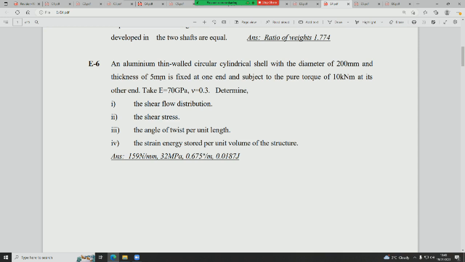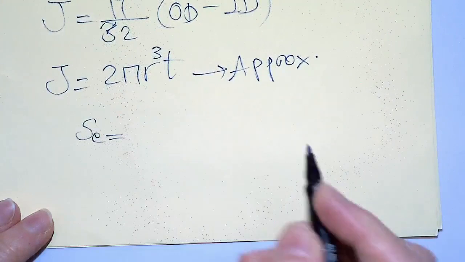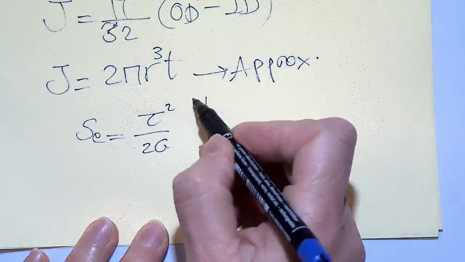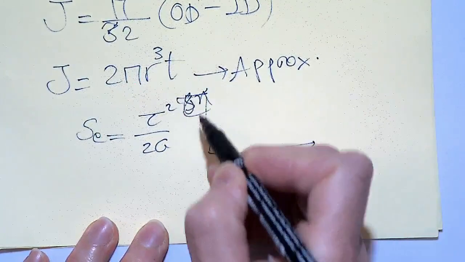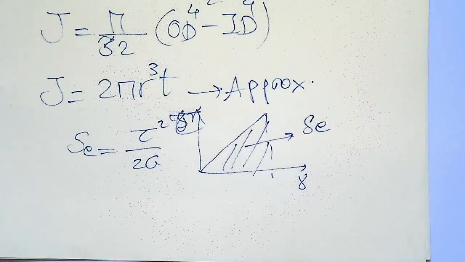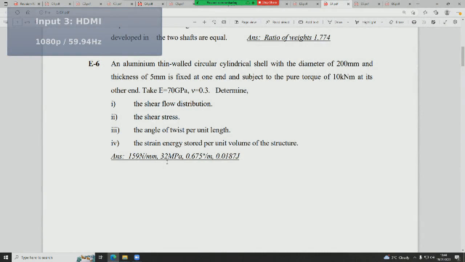Question number 6, the last question, asked for the strain energy per unit volume. Here I have asked you per unit volume of this structure. It means I'm asking you to find S literally, which is equal to tau squared divided by 2G. S literally comes from the stress-strain curve, the shear stress against shear strain. So when the example says per unit volume, it means I'm after S literally.